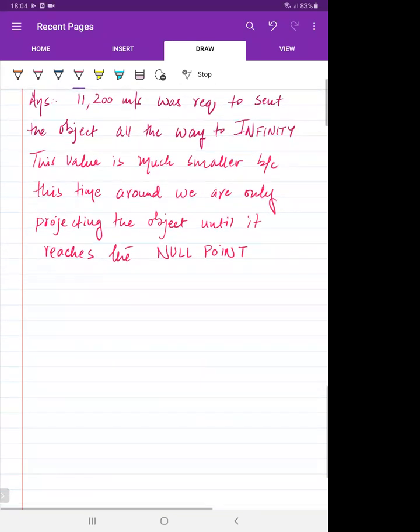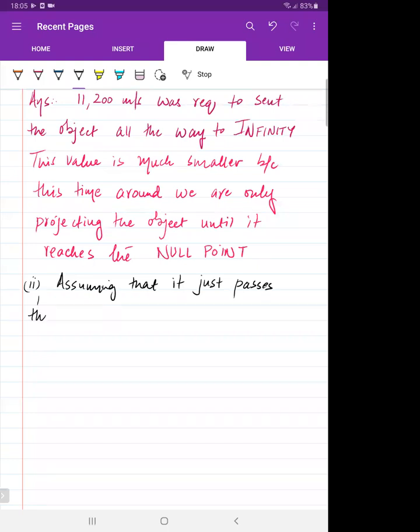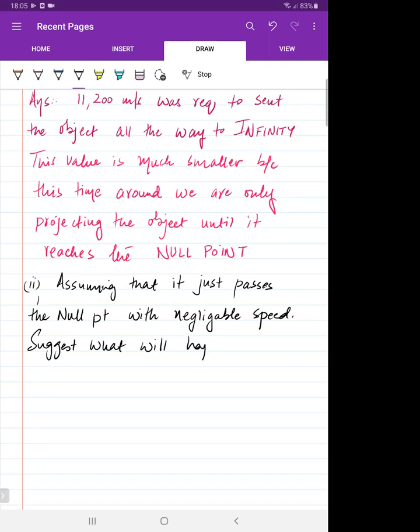So what if the question now was assuming that it just passes the null point with negligible speed. चल हुजैफा तू ही अटेम्प्ट कर, फिर मैं ब्रेक देता हूं. Assuming that it just passes the null point with negligible speed, suggest what will happen.